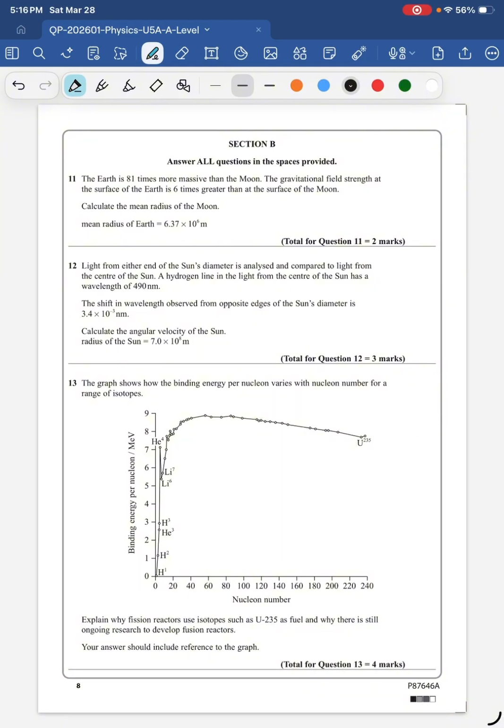Light from either end of the sun's diameter is analyzed and compared to light from the center of the sun. A hydrogen line in the light from the center of the sun has a wavelength of 490 nanometers. The shift in wavelength observed from opposite edges of the sun's diameter is 3.4 times 10 to the negative 3 nanometers. Calculate the angular velocity of the sun. The radius of the sun is 7 times 10 to the 8 meters.